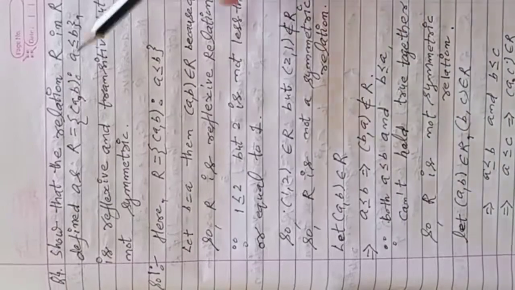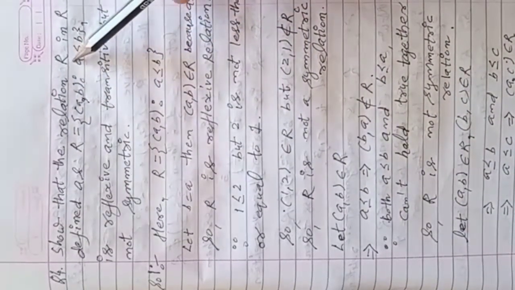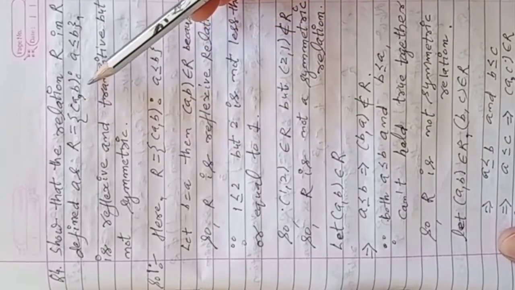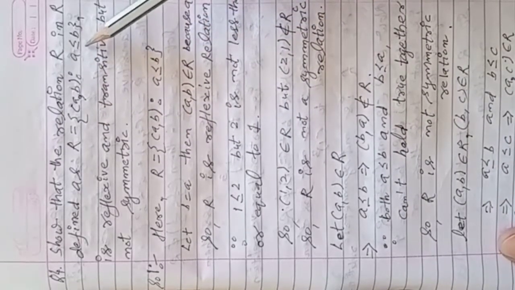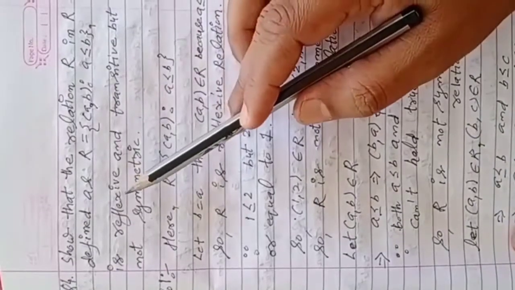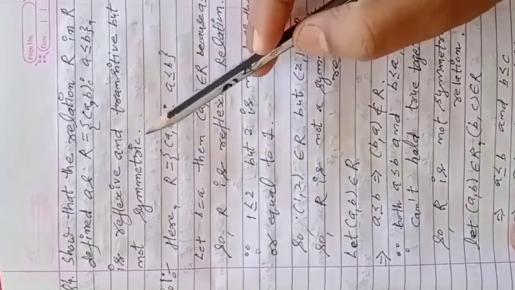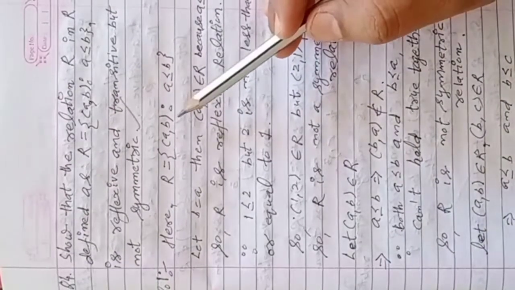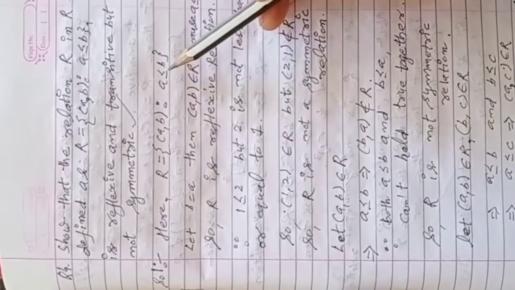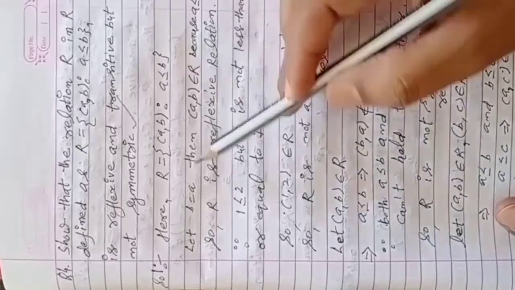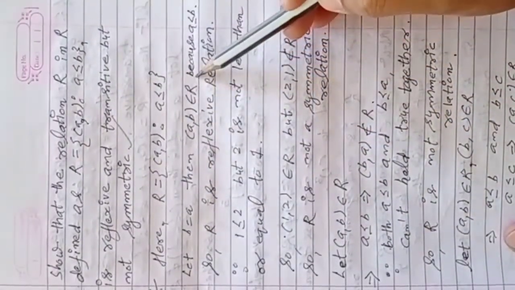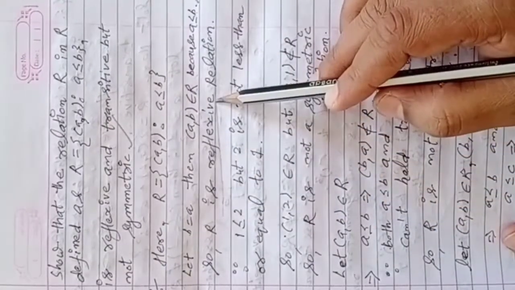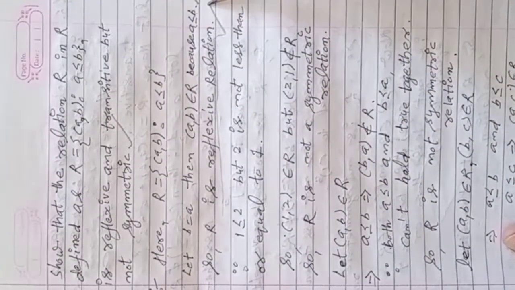Students, question number 4 we are doing. Show that the relation R in the real numbers defined as R equal to (a,b) such that a less than or equal to b is reflexive and transitive but not symmetric. Here we have R equal to (a,b) such that a is less than or equal to b. Let b equal a, then (a,a) belongs to R because a is less than or equal to a. So R is a reflexive relation.